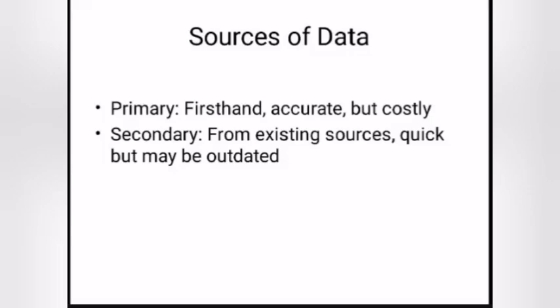Secondary source of getting data is going to existing sources, like searching for information online and other ways like magazines. It's a very quick way of getting information, but it may be outdated and you may not get the exact information you're looking for. Just like when you go online to search for something, you will see different information and might not get the exact information you are looking for.